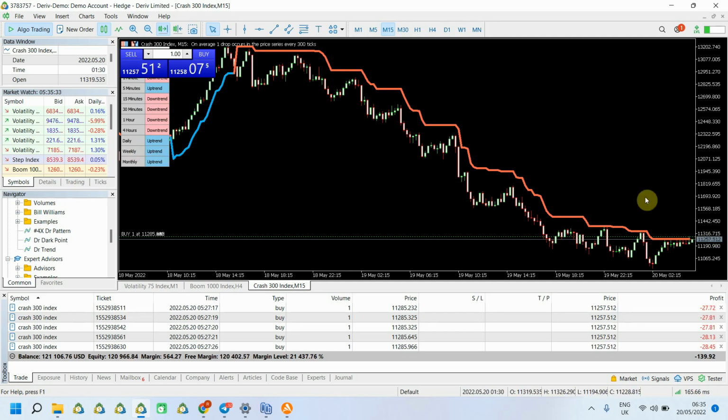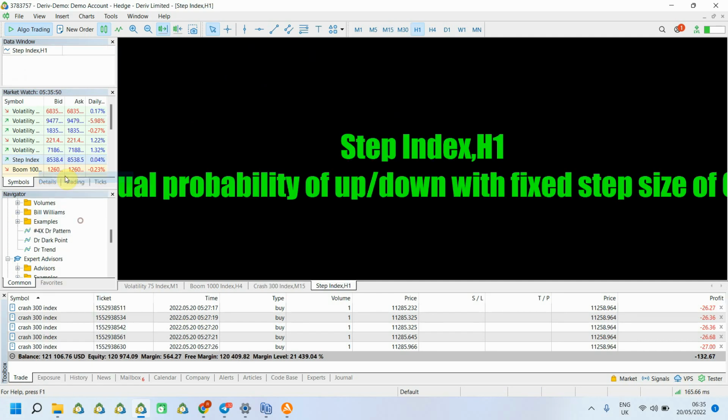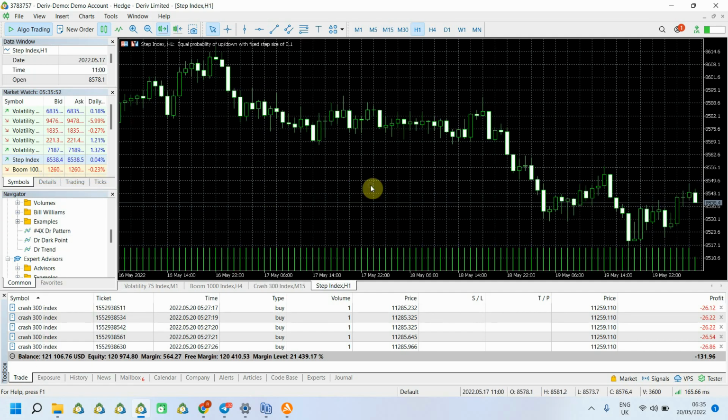Now, if the color changes from red to blue, I will have to close my trade at a loss. But better still, instead of taking a trade that has already been oversold, it's better to take advantage of a trade when it has just started the movement. So let's go to Step Index and see what we have on Step Index.